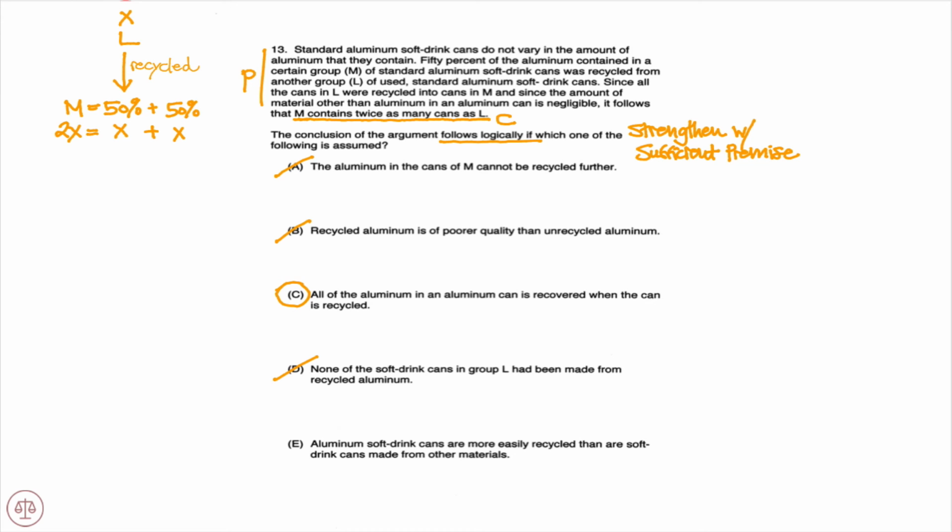And then lastly, checking E, aluminum soft drink cans are more easily recycled than are soft drink cans made from other materials. Again, what difference does that make? It's not about the ease of recycling. It's about whether M contains twice as many cans as L. And again, on a strengthen-with-sufficient-premise question, we are trying to guarantee that conclusion 100%.